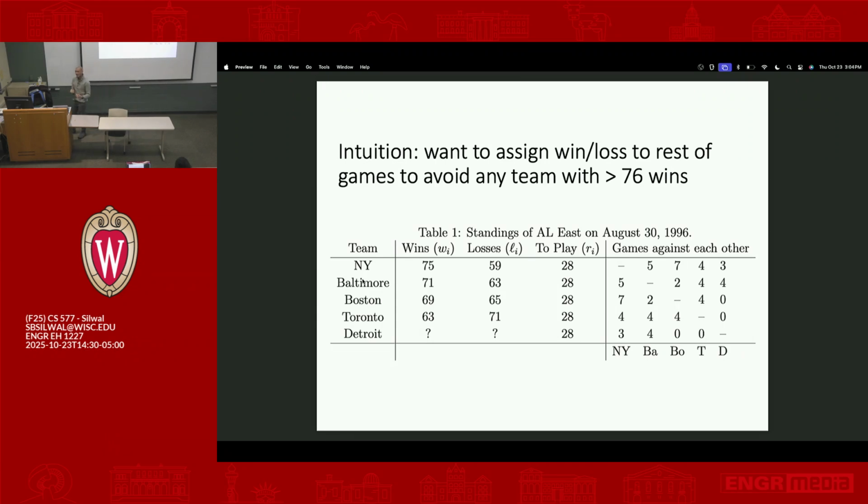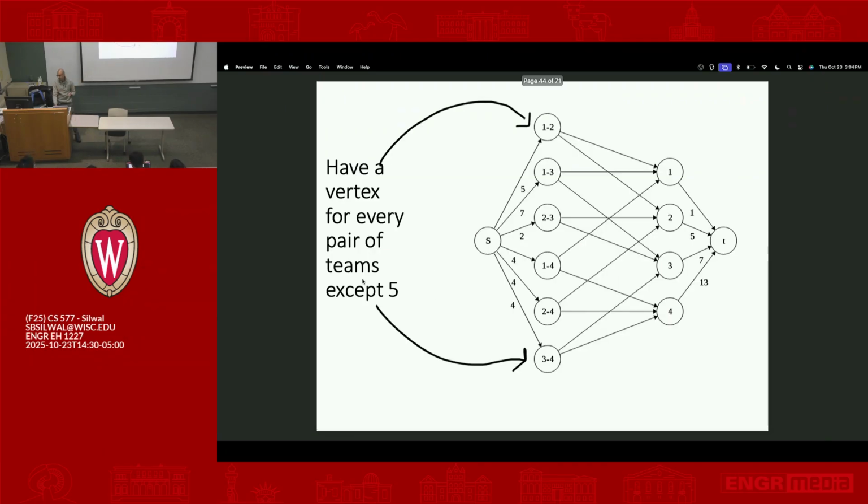So you imagine every game they're playing is an item. We want to assign it to one team or the other that participates in the game. We want to make sure that no team ends up with more than 76 wins. So now let me walk you through this flow graph. Let's start simple. There's a source and a sink, so we add those.